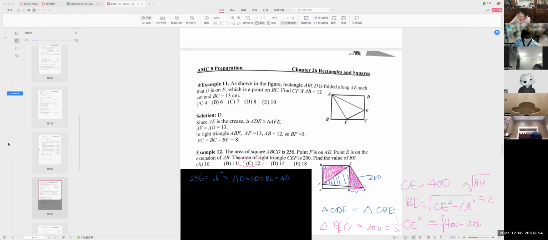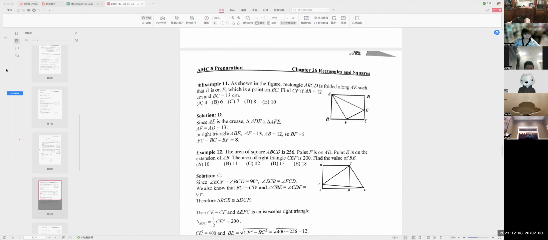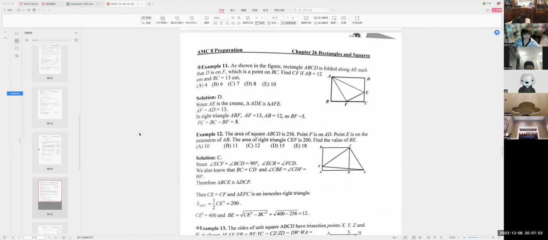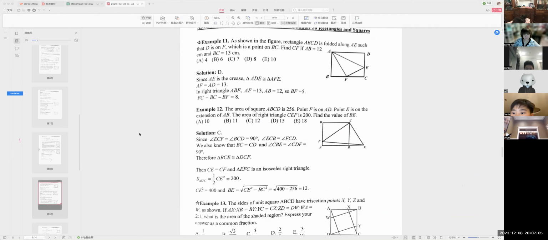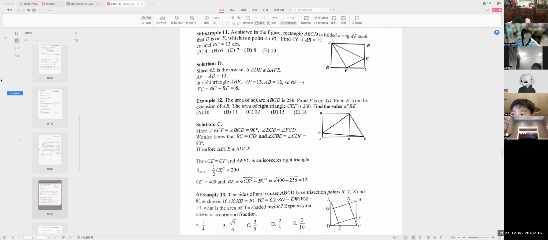So if you understand this one, we're going to go forward. It's just using the Pythagorean theorem a couple of times, okay? So let's take a look at number 13. Yeah, let's take a look at number 13.